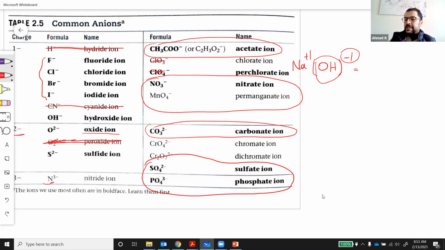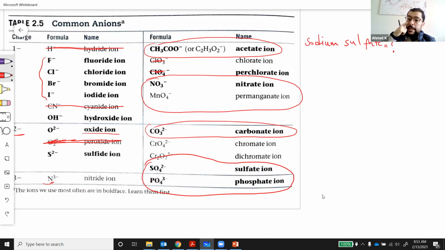So what happens whenever you have such a compound? I'm just going to give you one example here. Let's look at this easy one first. Whenever I say, for instance, sodium sulfate, how can I write the formula of sodium sulfate? Now you have the name, and then you want to write the formula.